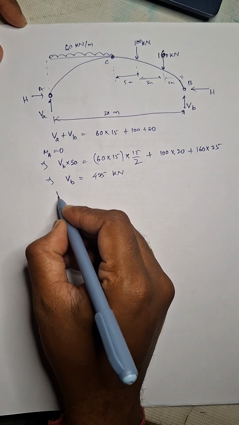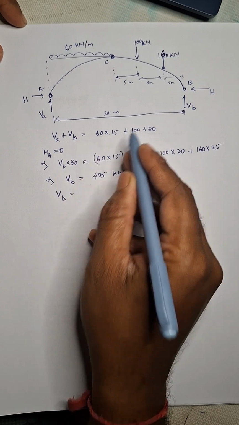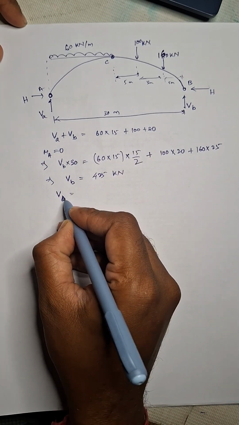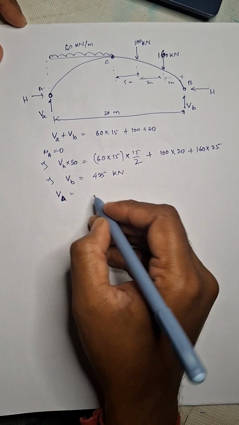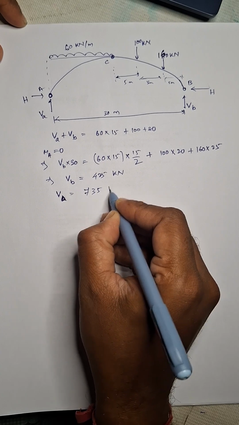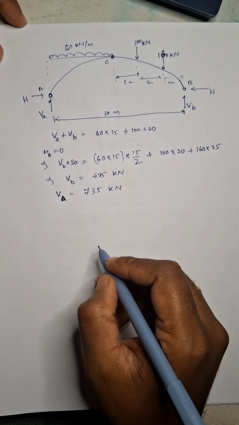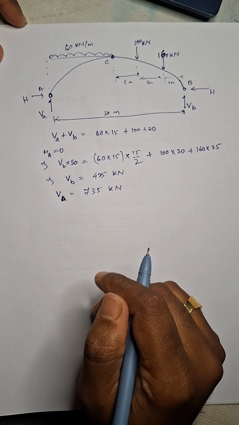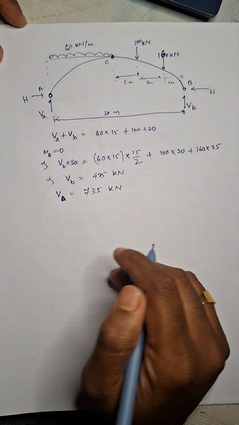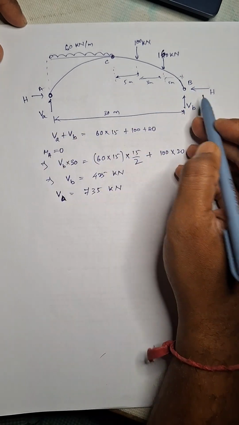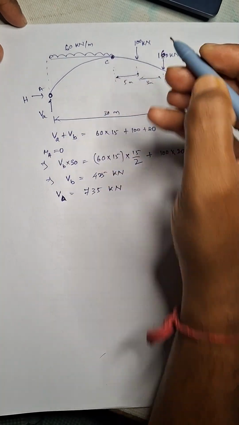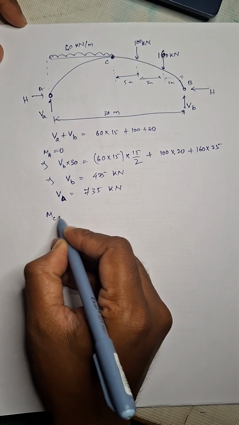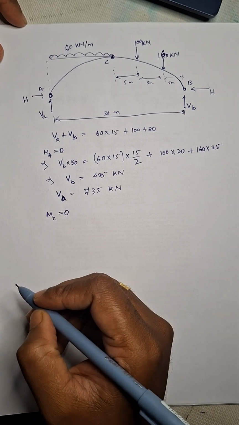Now Va can be found from the vertical equation, which gives Va equal to 735 kN. Both values come out positive, so both act upward. After finding Va and Vb, to find the horizontal thrust we need to take moment about point C equal to 0.